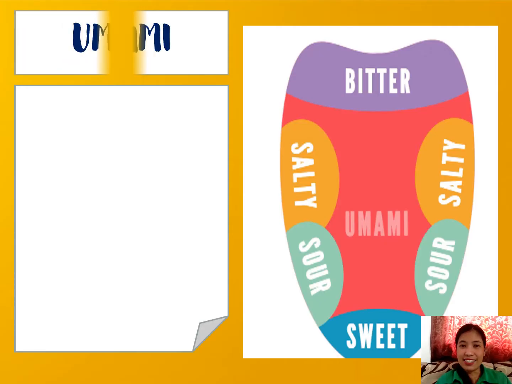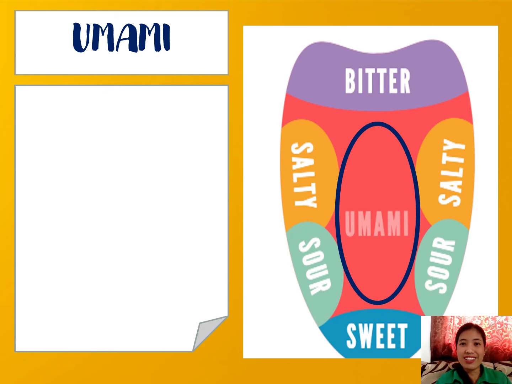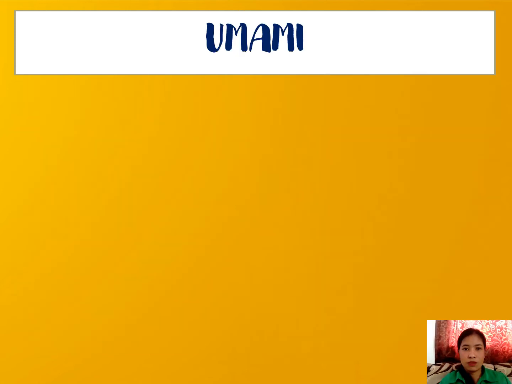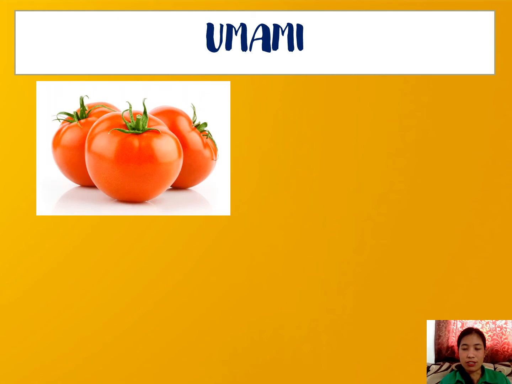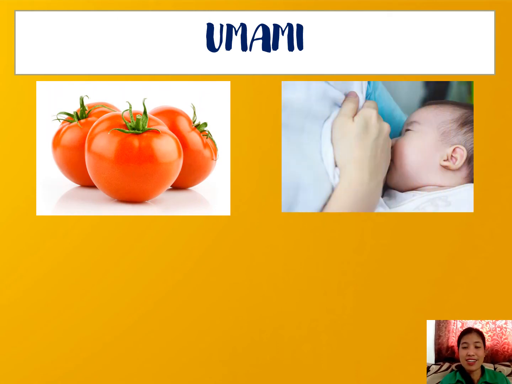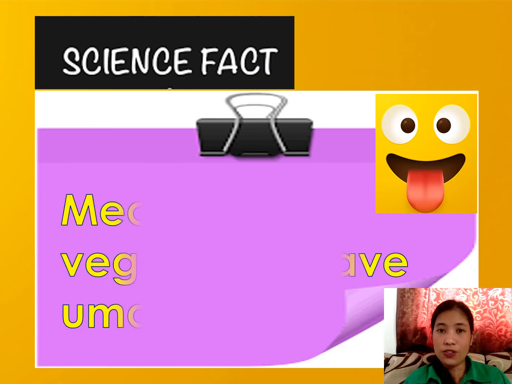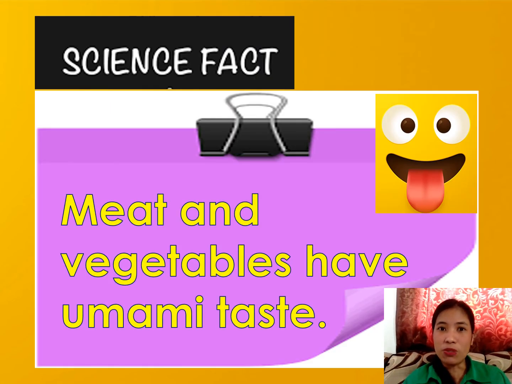The next taste is what we call umami. Umami is recently identified as the fifth taste. And umami is a Japanese term described as a pleasant, savory taste. Some of the foods that have umami taste are tomatoes, breast milk, cheeseburger, and soy sauce. Another thing, meat and vegetables have umami taste.